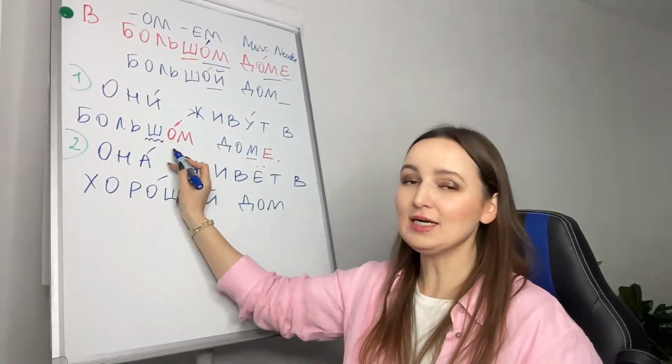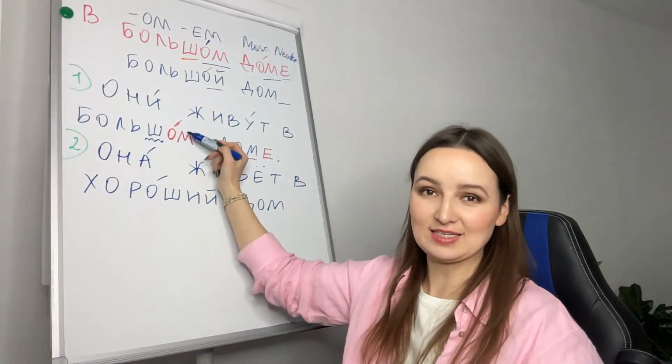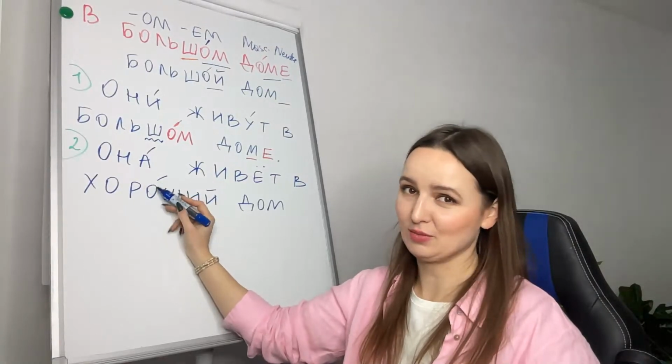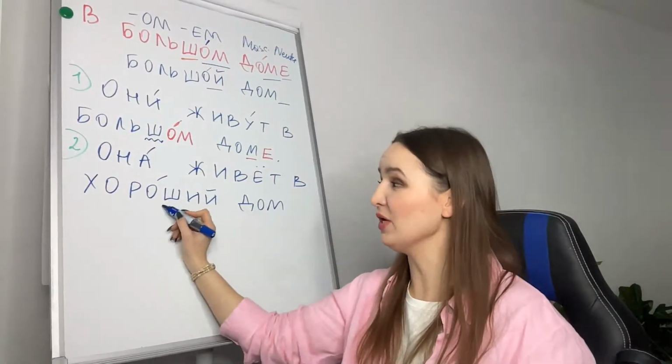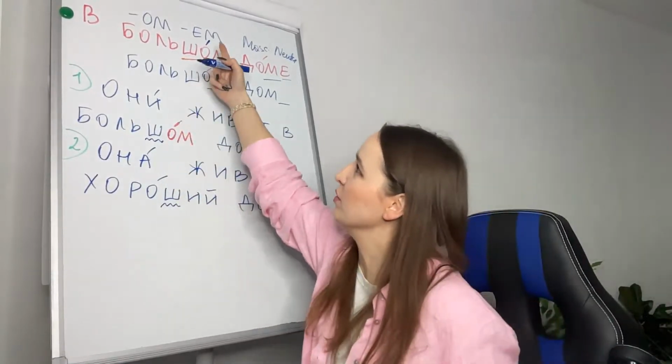Хороший дом. Here the stress was on the last syllable, right? Here the stress is not on the last syllable. Хороший дом. And we have a sh letter here. So we will not use om, we will use ем.